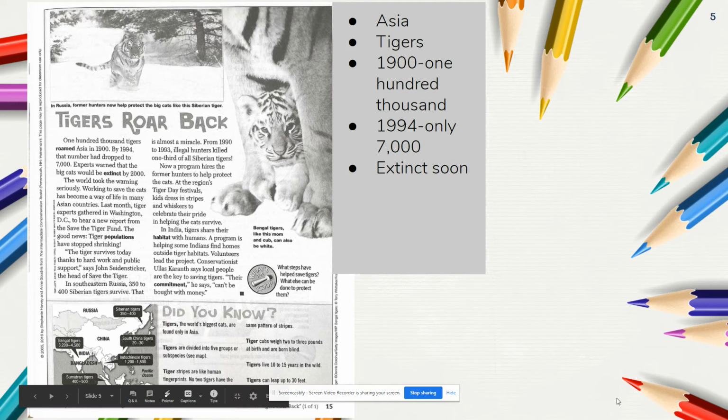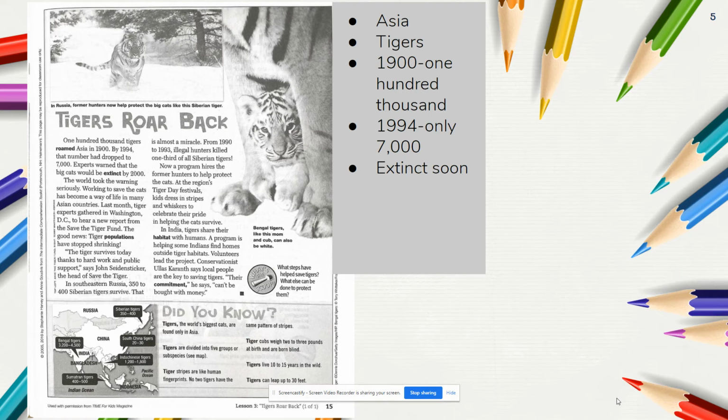I created a big ideas list from what I read. Remember, we only want to use the most important information and none of the small details. Well, the first sentence seems to be very important because it describes how many tigers there used to be and also where they were located. So I'm going to put Asia and tigers. It also states that in the year 1900, there were 100,000 tigers. So I'm going to write down that piece of information because I feel like it's super important.